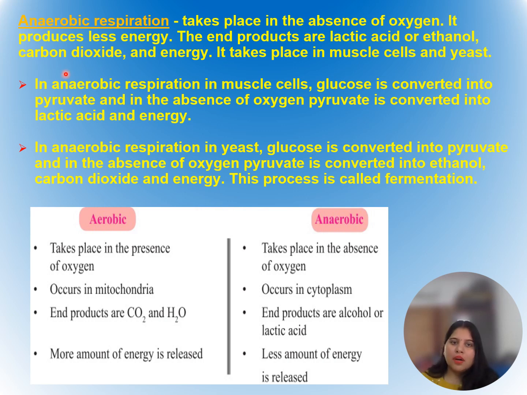So during anaerobic respiration in our muscle cells, glucose first converts to pyruvate, and then again in the same conditions, pyruvate converts into lactic acid and energy.